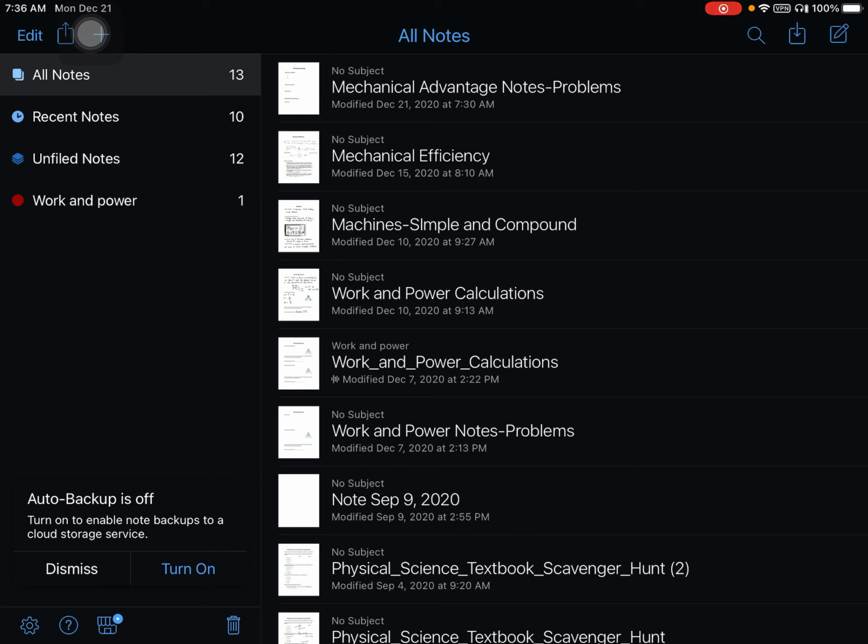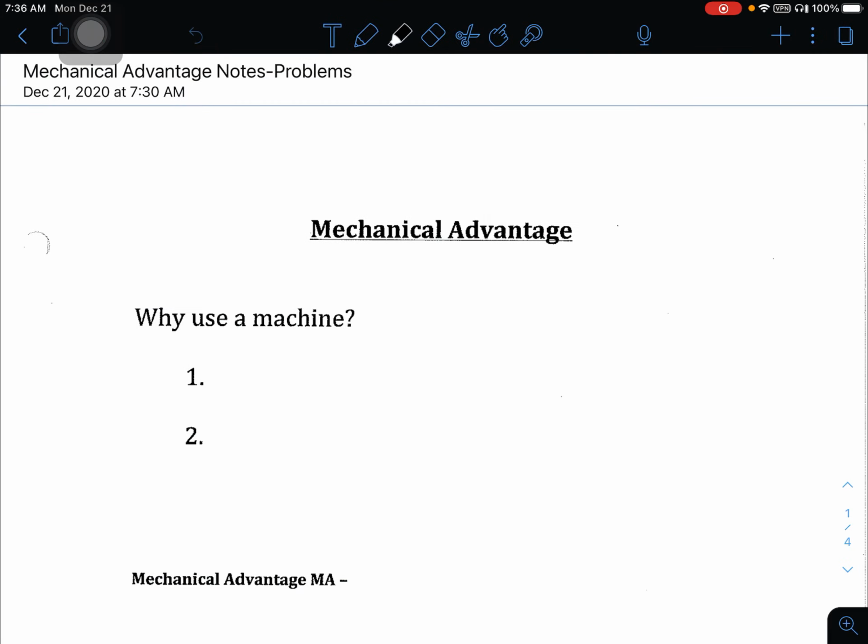I already have my Notability, and I already moved that file there. There it is at the top of the list, Mechanical Advantage Notes/Problems. I'm going to open that up. If you don't remember what mechanical advantage means, please go back and rewatch the video from the 16th of December, which would have been last Wednesday, where I did an entire video explaining and teaching about what mechanical advantage is. Of course, there's also information found in your textbook in Chapter 8. If you'd like to go there and review what mechanical advantage is, that might be a good idea too.